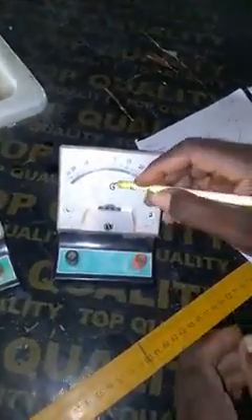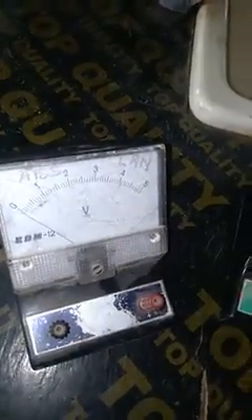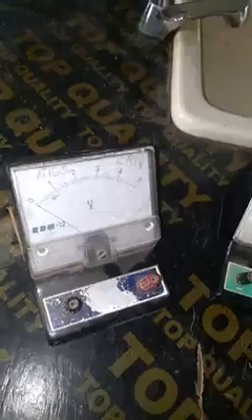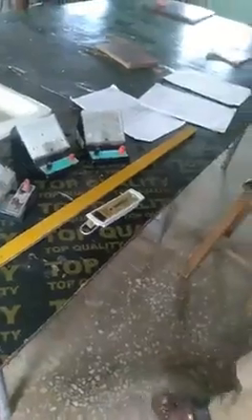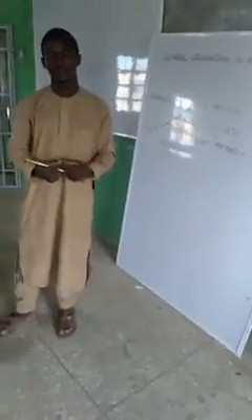Here we have a galvanometer with symbol G at the center. Here we have an ammeter with symbol A at the center, and here we have a voltmeter with symbol V at the center, and then we have a meter rule, a beam balance, a spring balance. All these are a few of the measuring instruments which students are going to use in conducting this practical, to take readings from their practical.